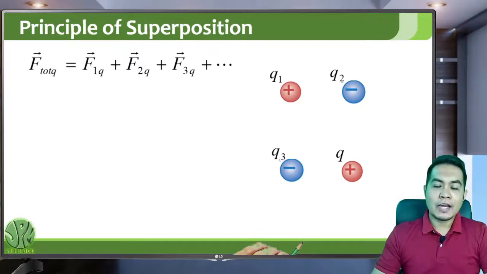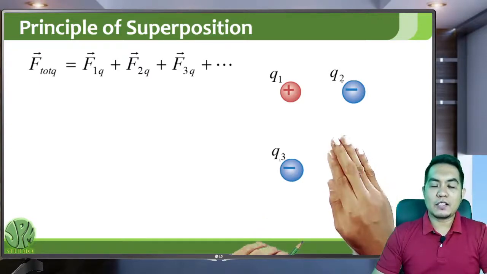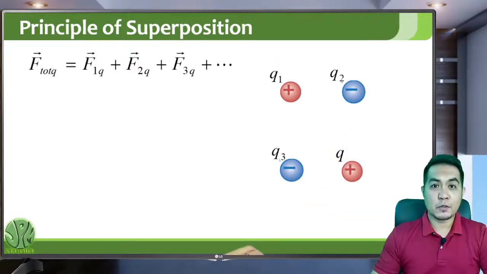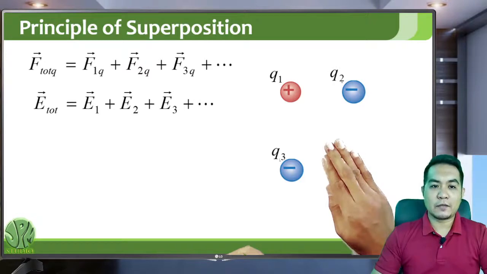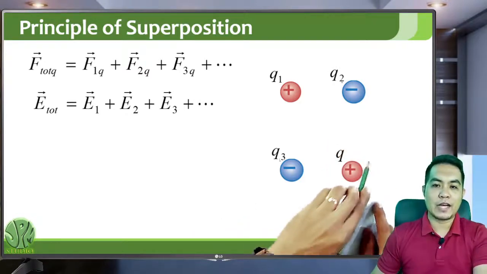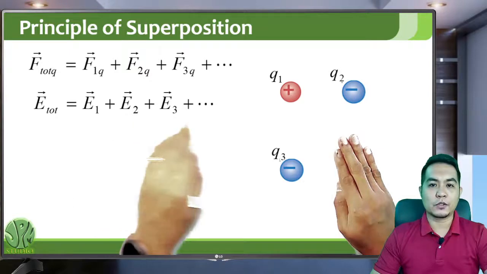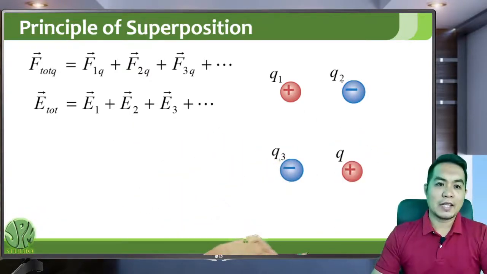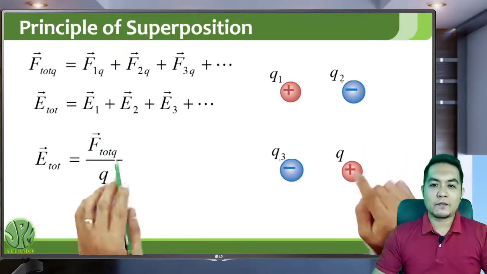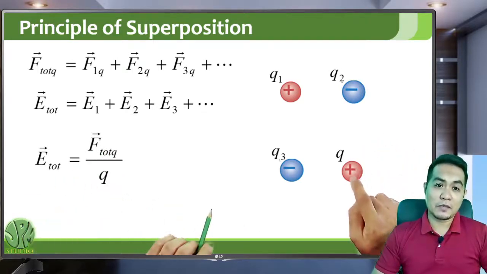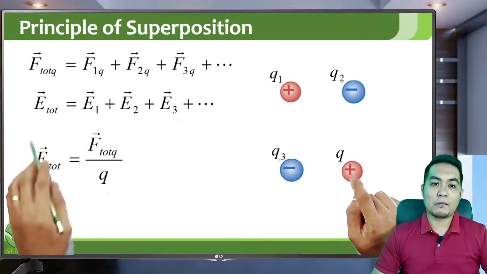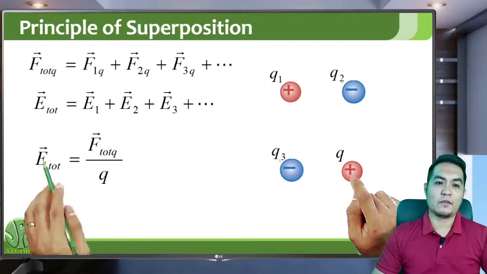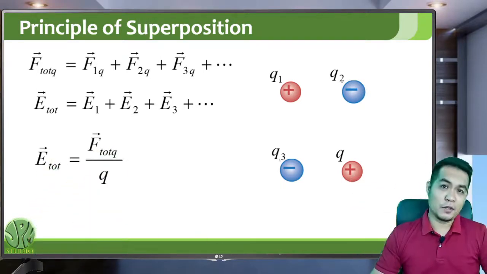Now, if you just want to find the electric field at the location of Q, then the principle of superposition also holds. So the total electric field at the location of Q is just the electric field due to Q1, Q2, Q3, and so on, depending on how many of them there are. And the relationship between the total electric force on Q and the total electric field at the location of Q is given by this one. We have presented this equation earlier, but in terms of force. Force is equal to QE. Now E is equal to force over Q.